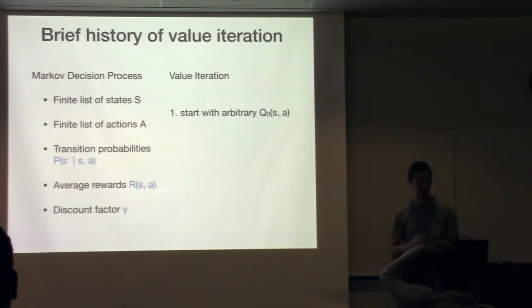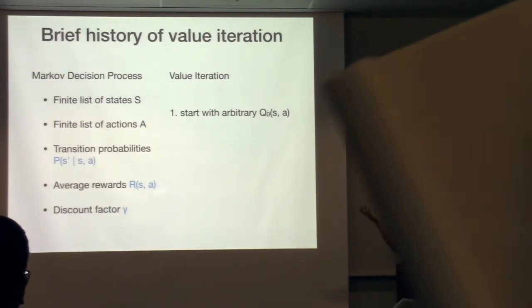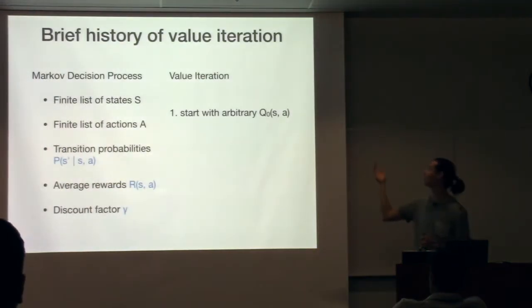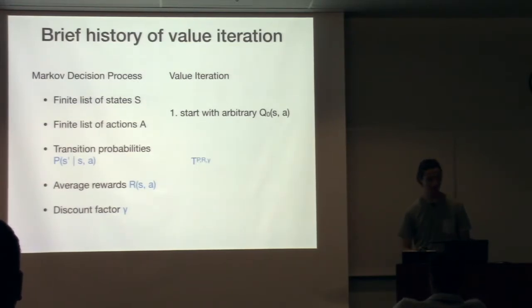With value iteration, you start with some arbitrary value function Q0. I wrote Q0 with S and A because it's the value of taking an action A in state S. Value iteration works by applying this operator T to your value function many, many times. I wrote T like this because it depends on the probabilities, the rewards and the discount factor. So if you don't know the probabilities or the rewards, you will not be able to use this T.